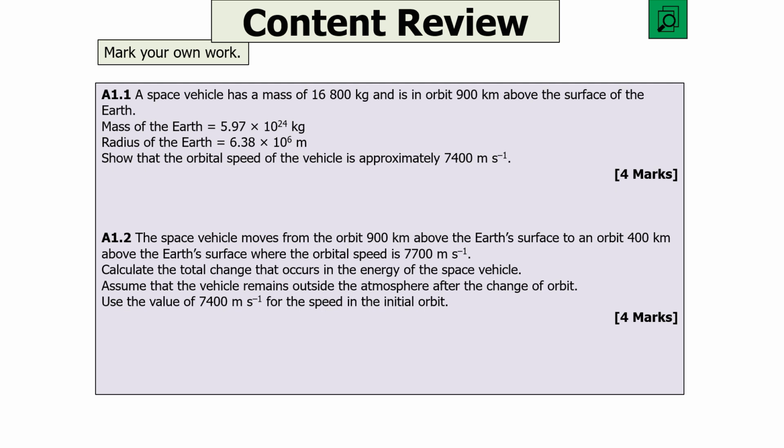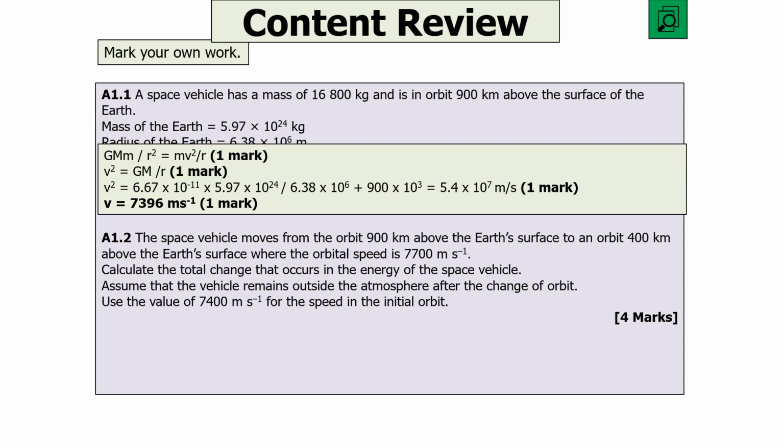Right, in this first one we can say that the gravitational force is equal to the centripetal force in this situation, because it's acting perpendicular to motion and it's causing that circular motion. So we can say GMm over r squared equals mv squared over r. We can then rearrange it to work out the orbital speed, because v is going to equal the square root of GM over r. Pop in all the values.